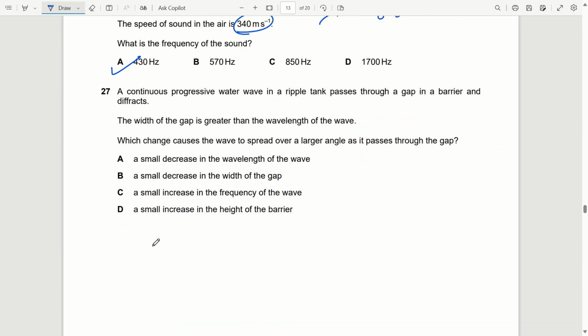Question 27. A continuous progressive water wave in a ripple tank passes through a gap in a barrier and diffracts. The width of the gap is greater than the wavelength. What change causes the wave to spread over a larger area? A larger area means more diffraction will be there. When the gap is greater than the wavelength, there will not be as much diffraction. So to increase the diffraction, the gap must be reduced, meaning a decrease in the width of the gap.